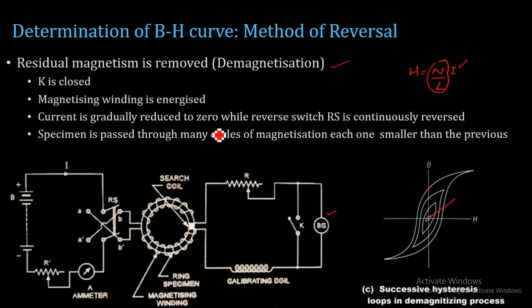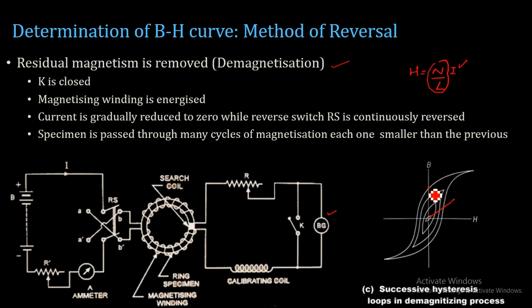So you reduce the current, your H also gets reduced. So current is gradually reduced to zero, and the reverse switch is also applied. So once you apply the reverse switch, what happens? Suddenly your current is reduced from positive to negative and negative to positive. This shift is happening. So in the process, what happens is that the specimen is passed through cycles of magnetization.